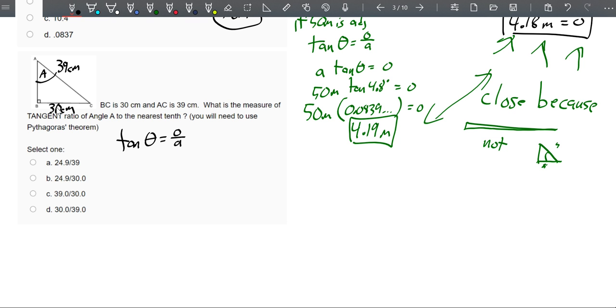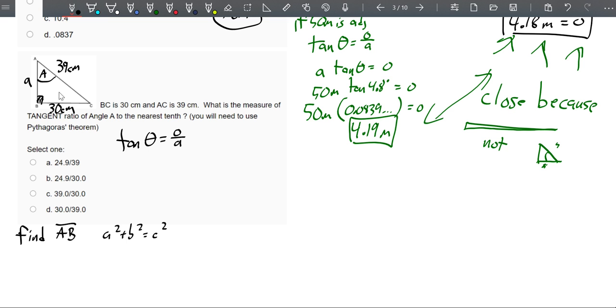So tangent of an angle is opposite over adjacent. My opposite side is 30, which is good. My adjacent side is this side. I don't know it. So to find adjacent, which is side AB, we're going to have to use Pythagorean theorem, which we can do because this is a right triangle, so we're good. So that's a squared plus b squared is c squared.